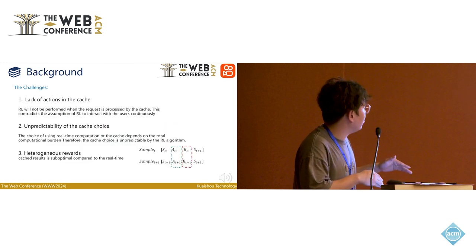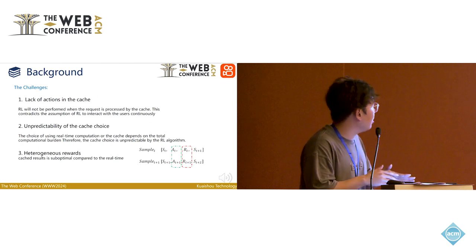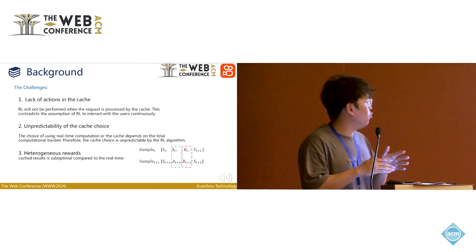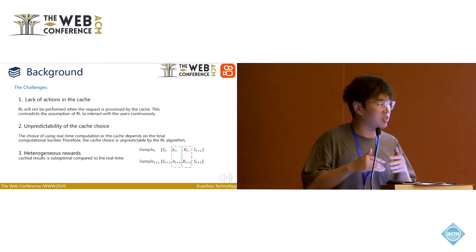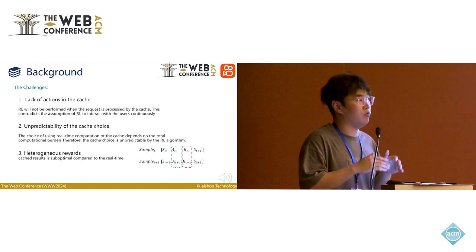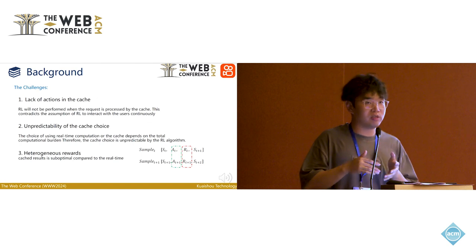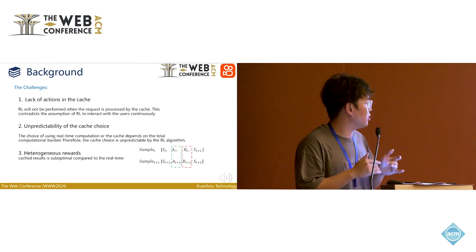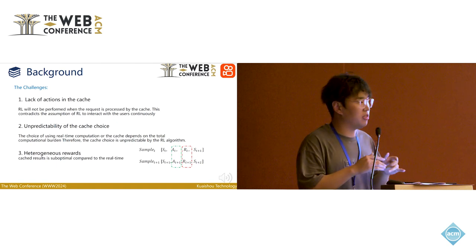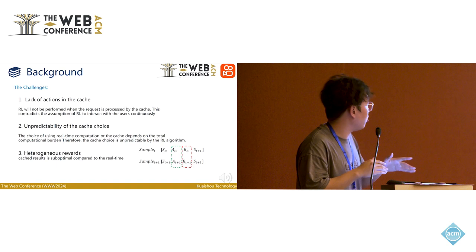If we look back at the above-mentioned background, we face many challenges here. One is that we lack actions in the cache. RL will not act when the request is in the cached state, and this contradicts the assumption of RL that it interacts with the user continuously. Second, the cache or real-time condition is unpredictable for our users. It's not related to user state. It's decided by the system burden and user requests, and it's different each day.